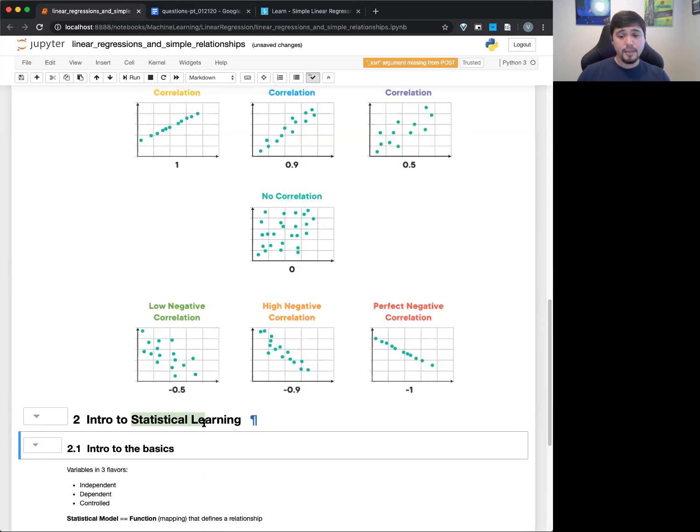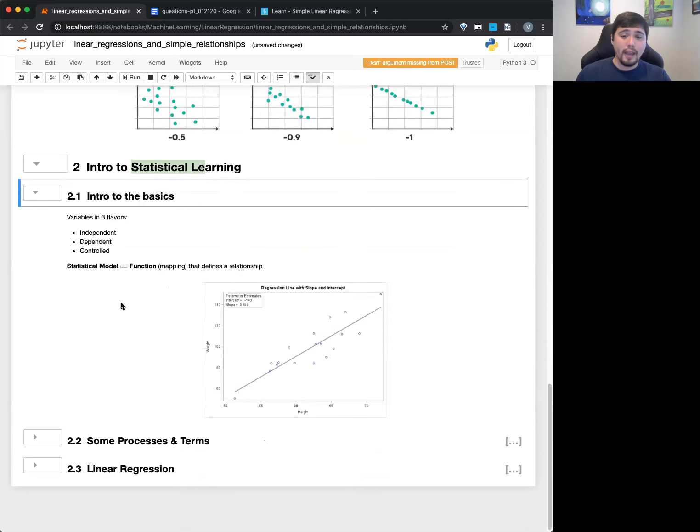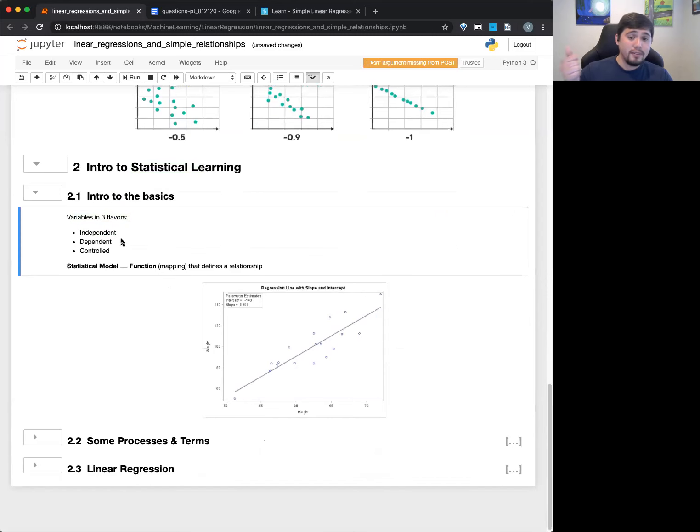But some intro, I kind of just gave an example. You have different variables: an independent variable, a dependent variable, and a controlled variable. And a statistical model is basically just some function that maps what defines that relationship. So if we have these different parts, could we then predict what the actual target is, what we might call the dependent variable.